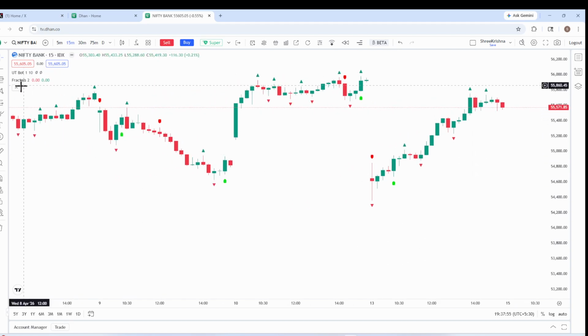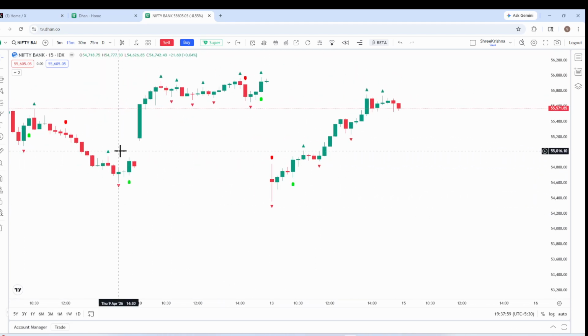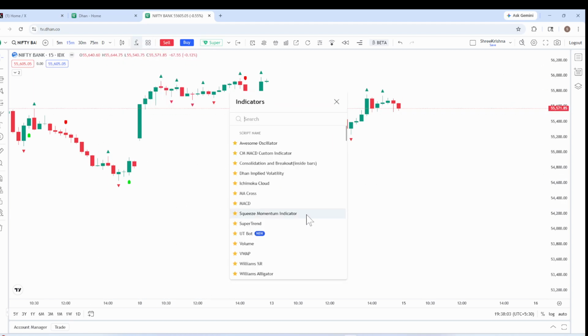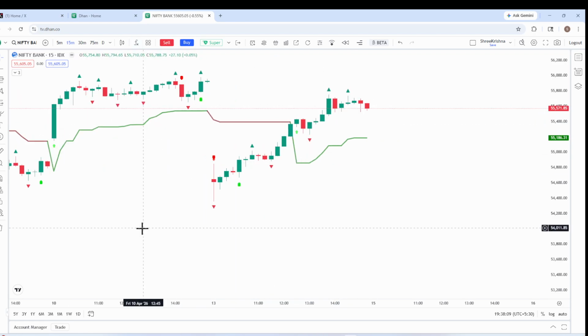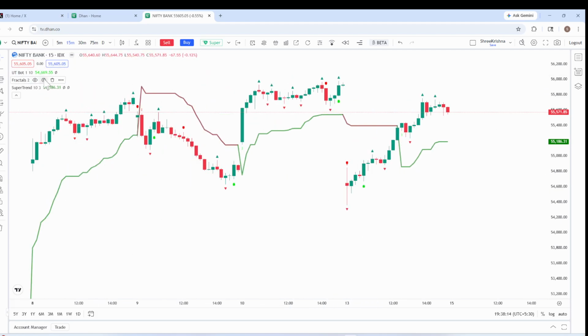This bot, UT Bot, is also very good. If you are interested, you can learn, and you can use it with some other indicators. For example, if you are happy with Supertrend, you can use the Supertrend here.